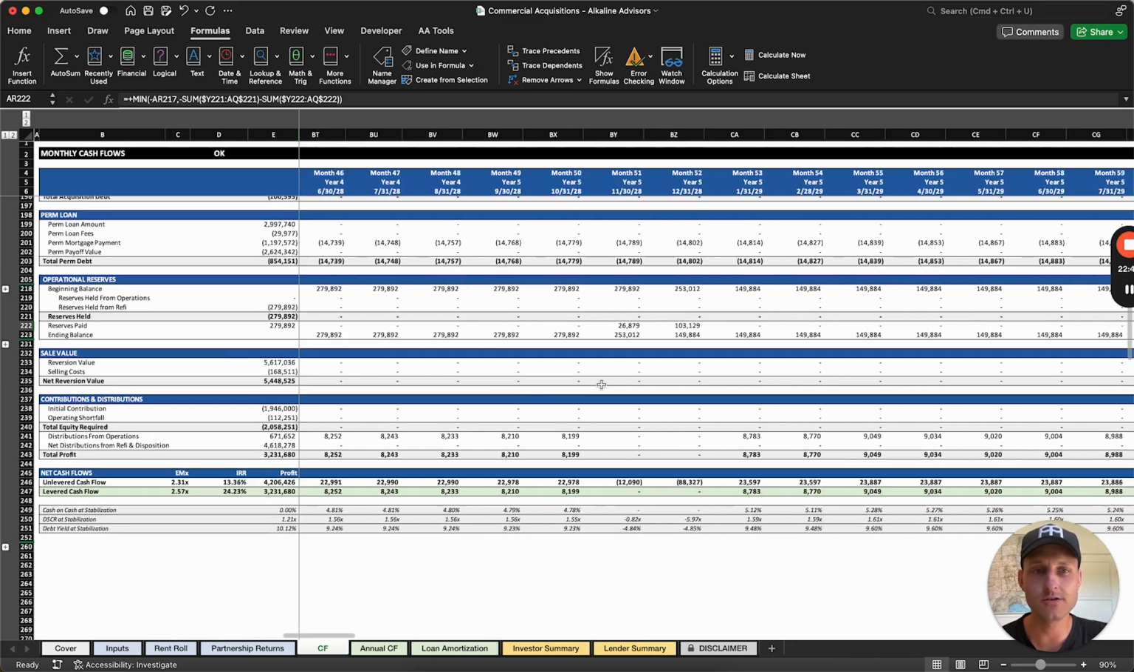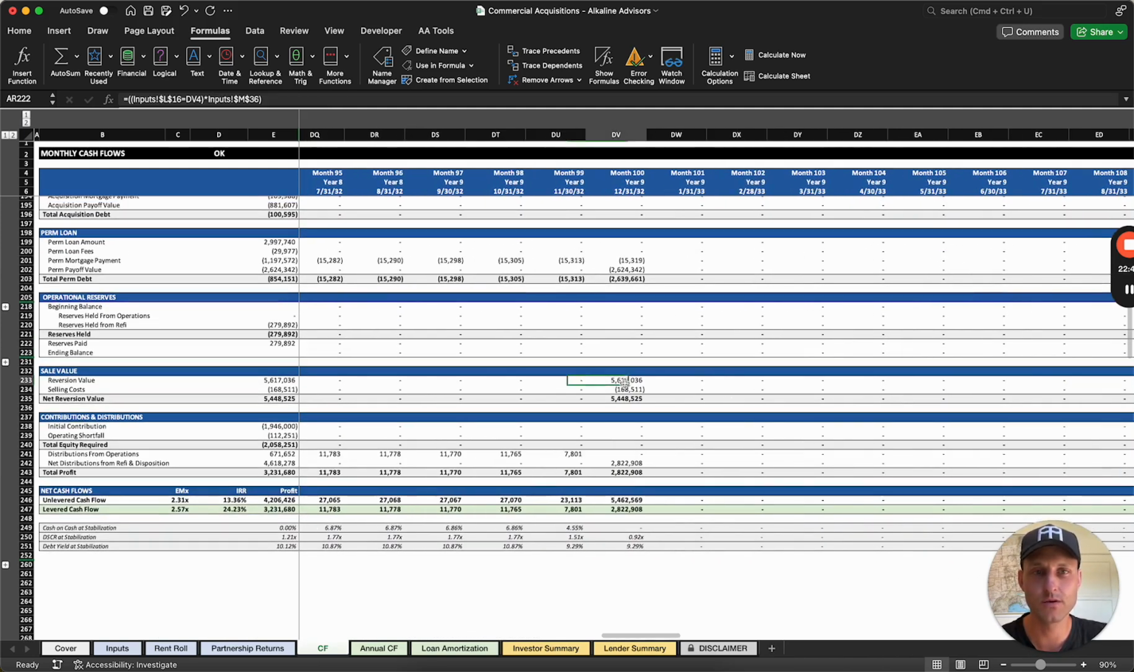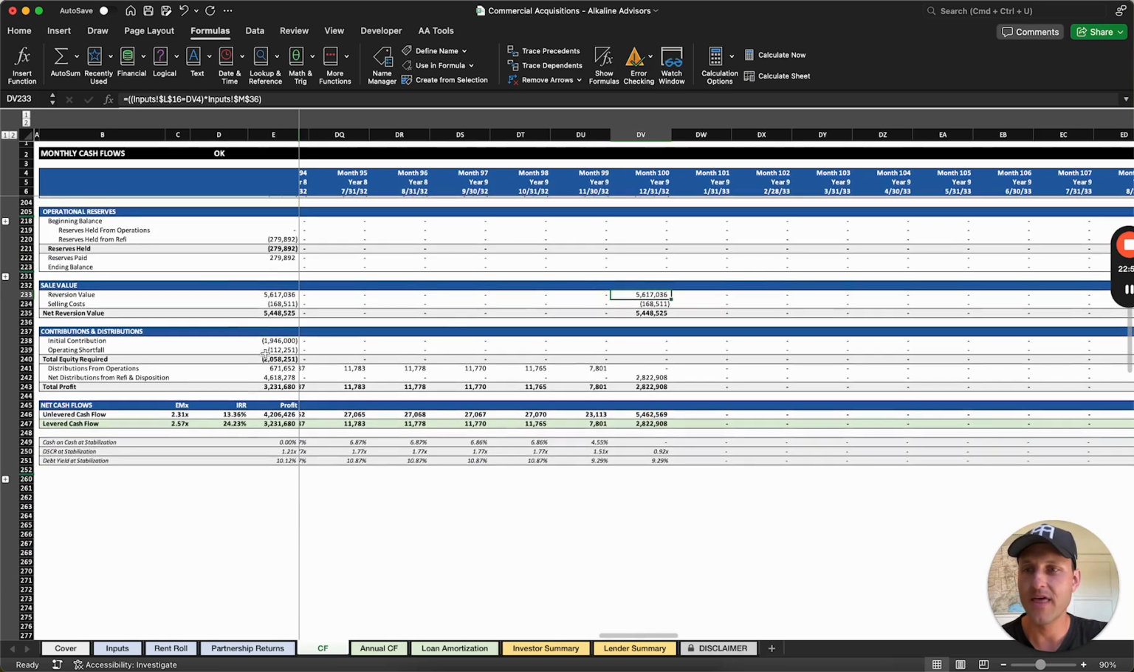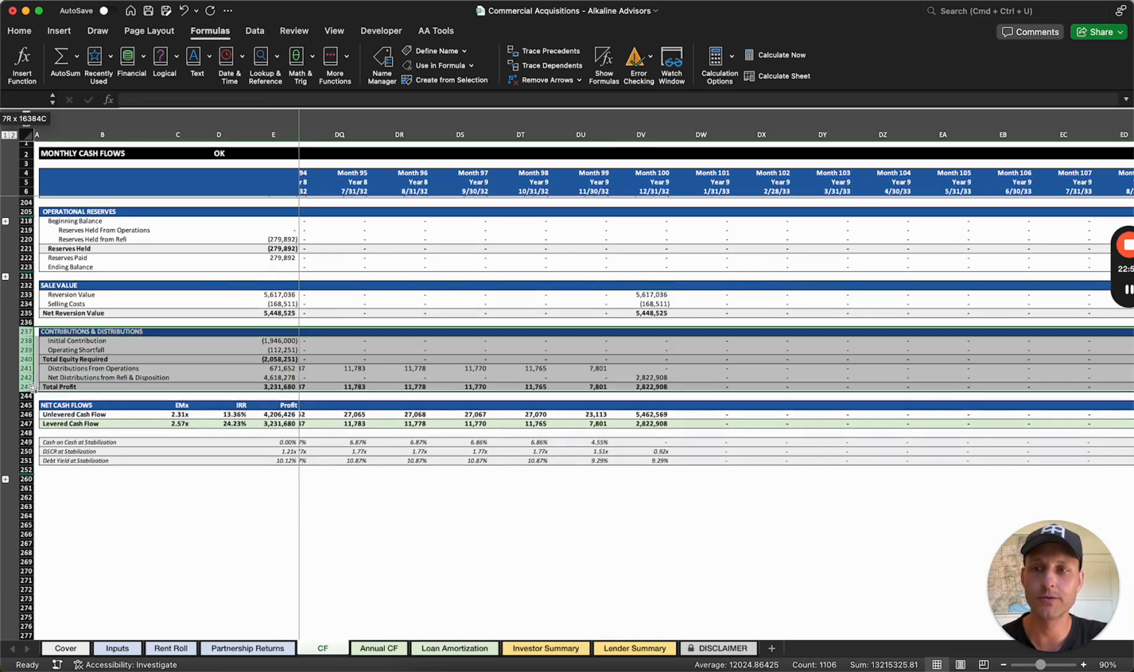Then we have the sale value section. So in this scenario, we said we're selling in month 100. The sale value is going to pay down the perm loan. And then we break everything out into contributions and distributions.